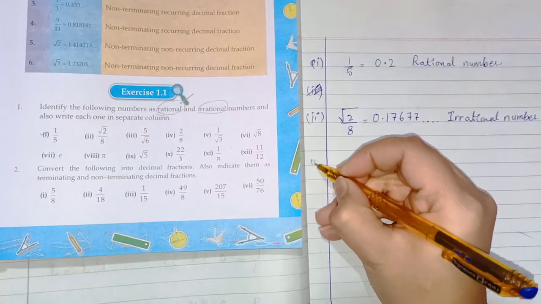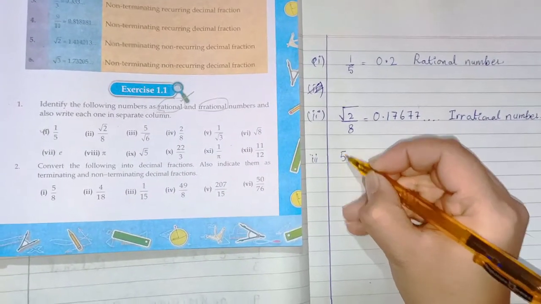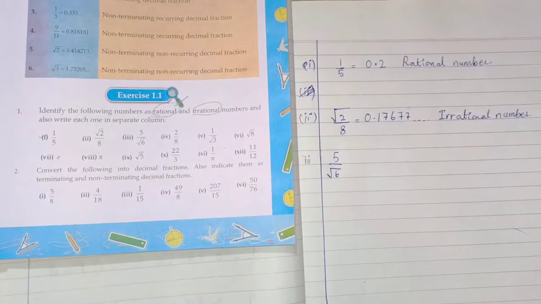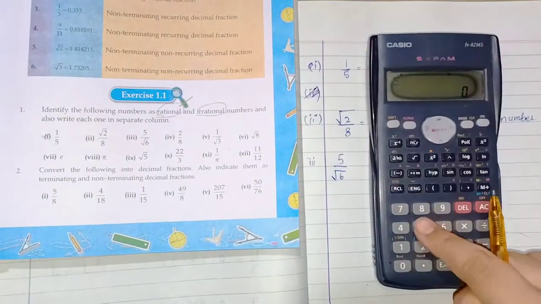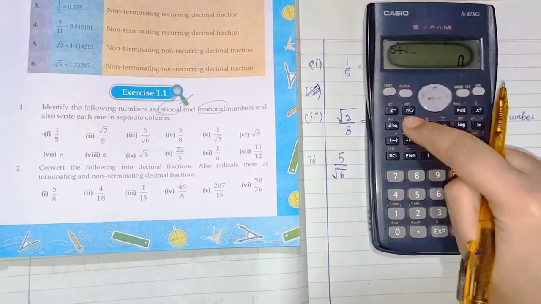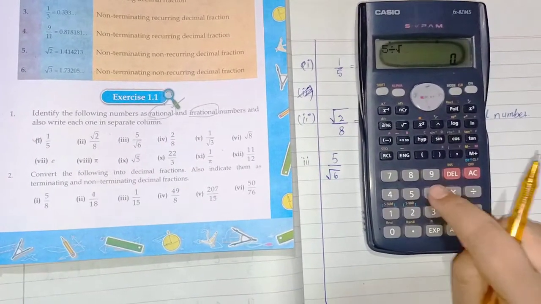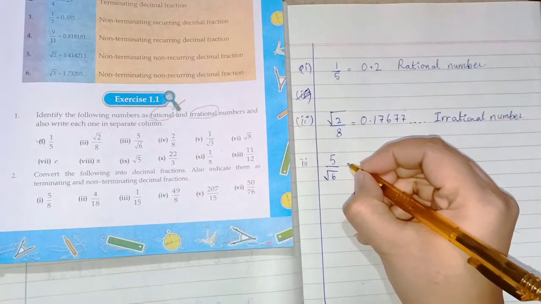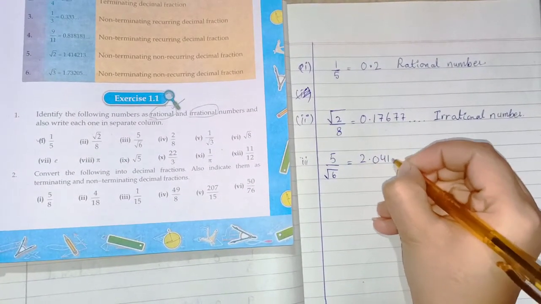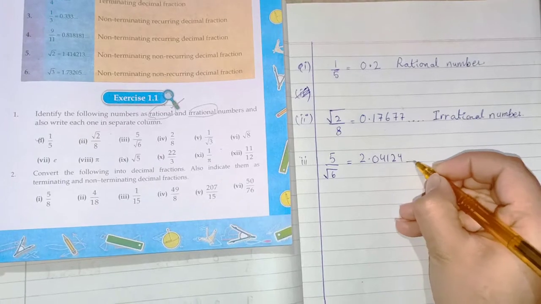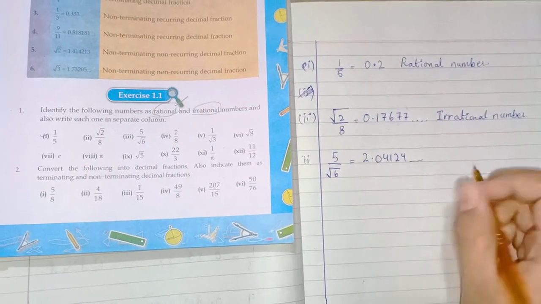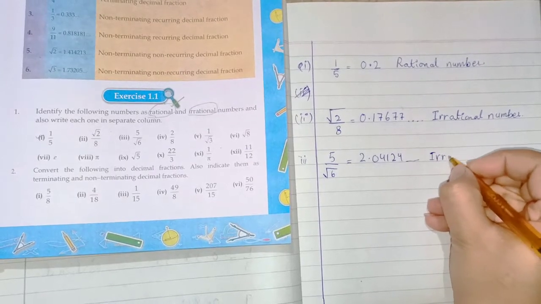Number 3 is 5 under root 6. Now again we have to solve this. 5 divided by under root 6. So the answer is 2.04124 and onwards. Again we have a different pattern after the decimal. It means it is also an irrational number.